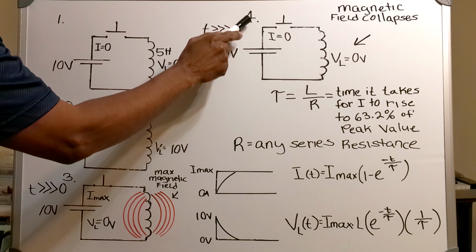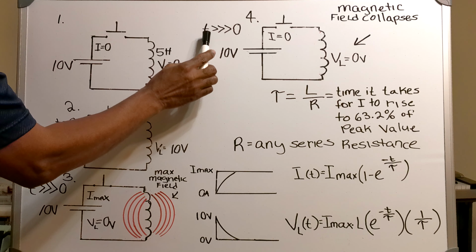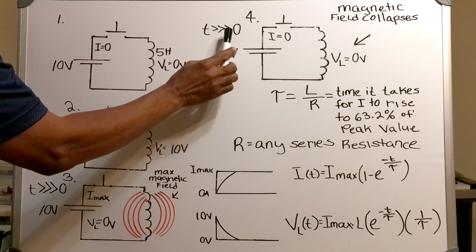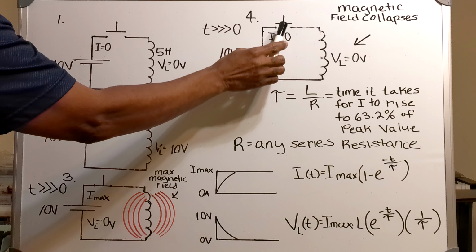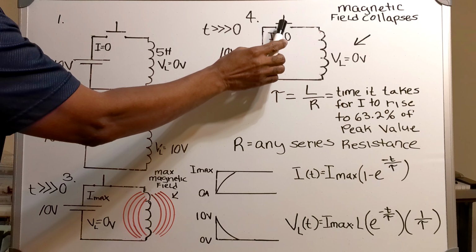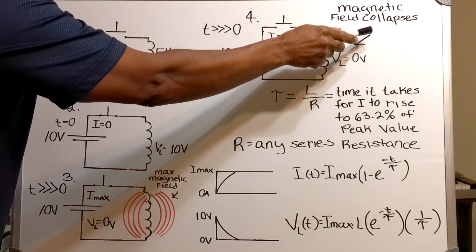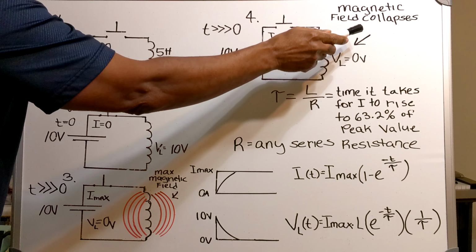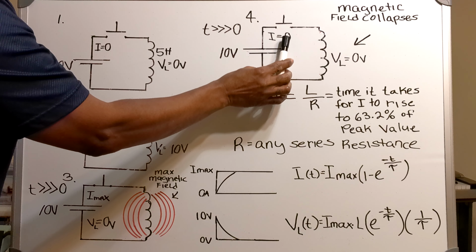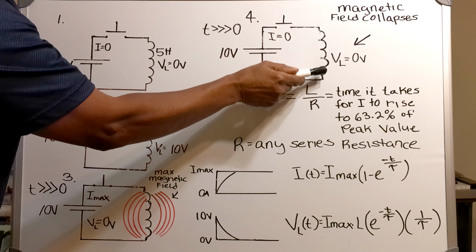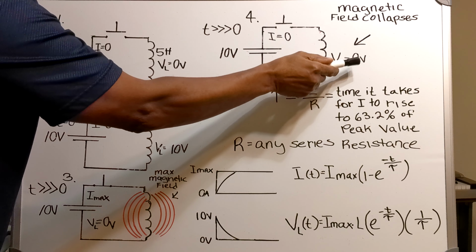Diagram number 4. The time is t much greater than 0. That switch is open, the magnetic field collapses. And now we have zero current, and across the inductor, we have 0 volts.